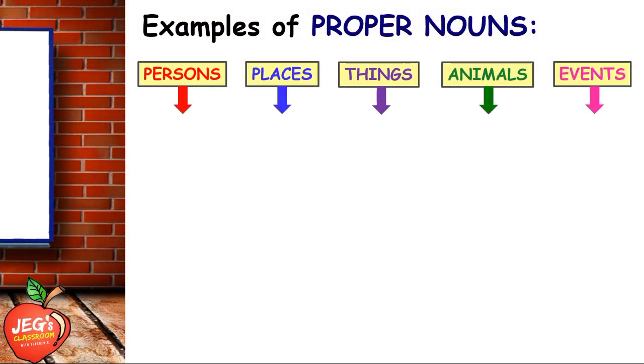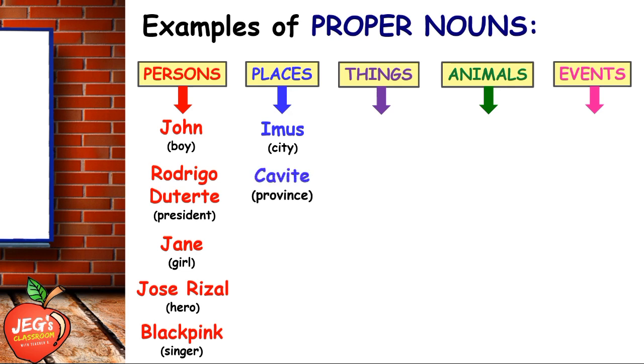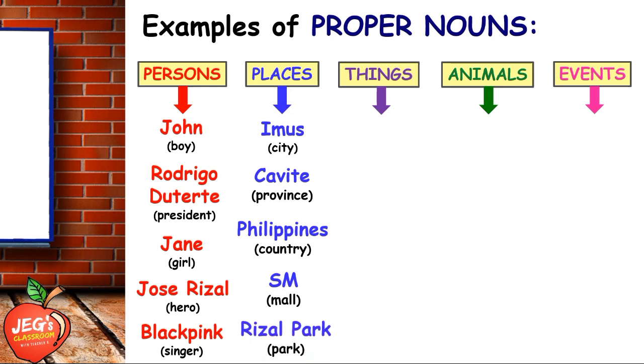Now, let's also take a look at the examples of proper nouns. For the persons, we have John, Rodrigo Duterte, Jane, Jose Rizal, and Blackpink. For the places, we have Imus, Cavite, Philippines, SM, and Rizal Park.